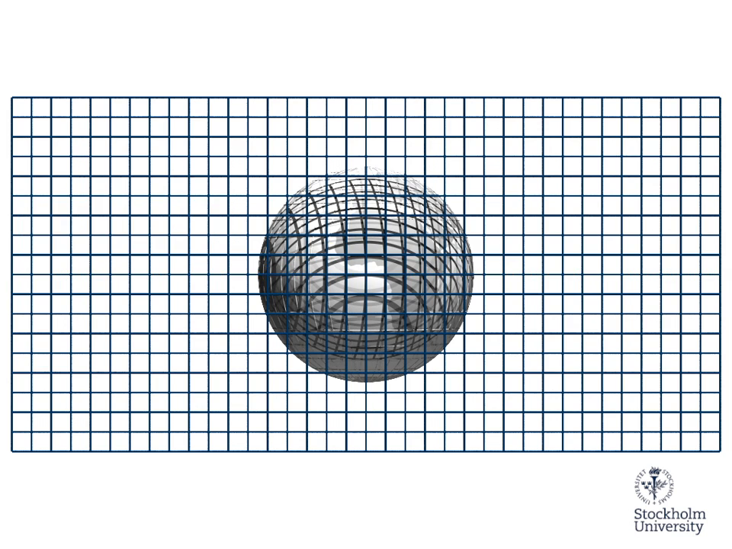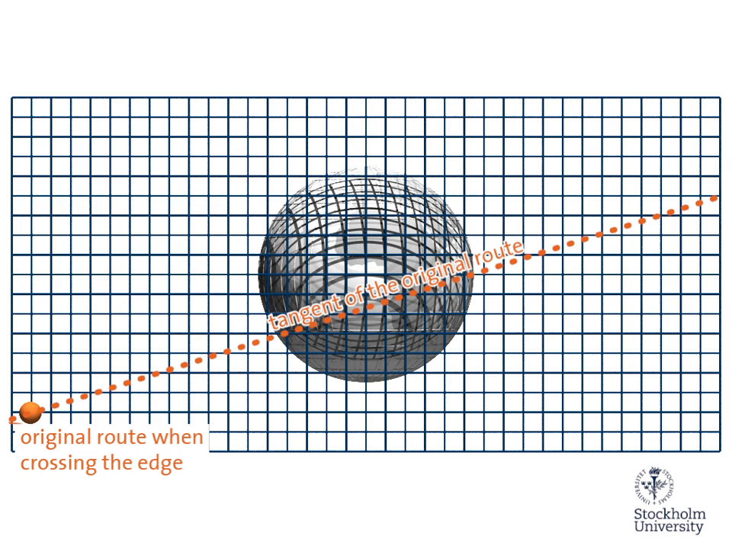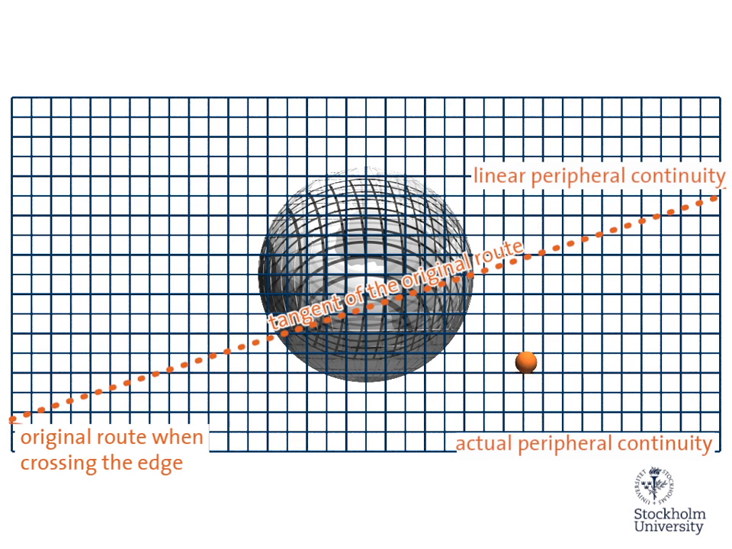If we instead follow a route that obliquely crosses the edge, the hypothesis tells us that the persons should propose the continuity to be here, along the tangent of the original route. But the actual route follows the great circle, and the actual peripheral continuation is on the same latitude as when it crosses the edge.